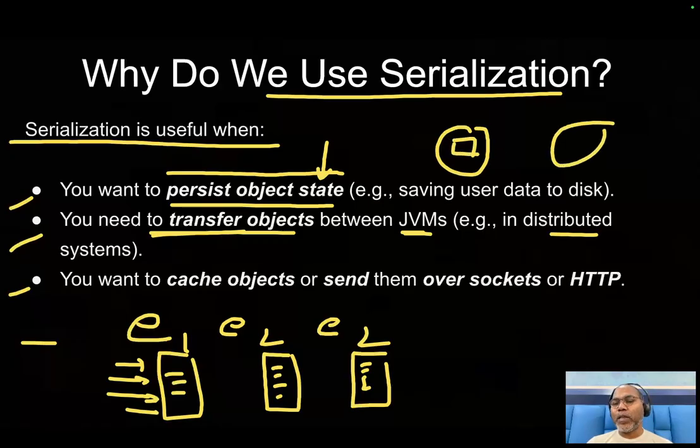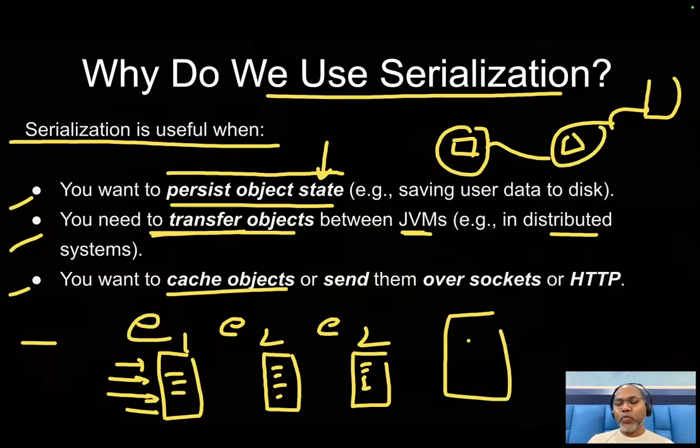Maybe they are deployed on different machines, in different networks. So in a distributed environment, sometimes you want your Java object to be transferred from one JVM, one application, to another application, and another. In this scenario, we also use the serialization process. And one of the most common use cases is caching objects.